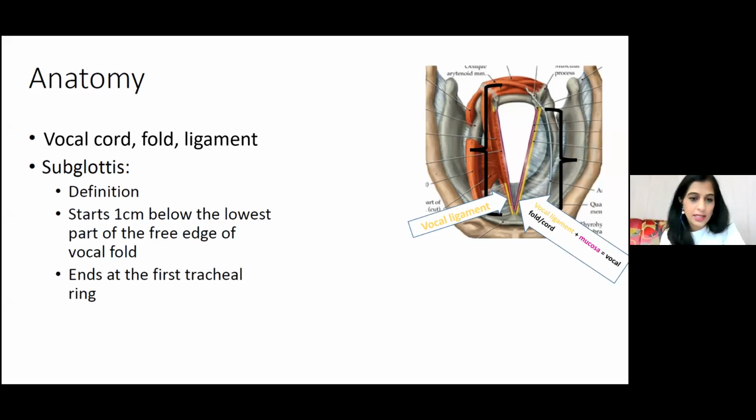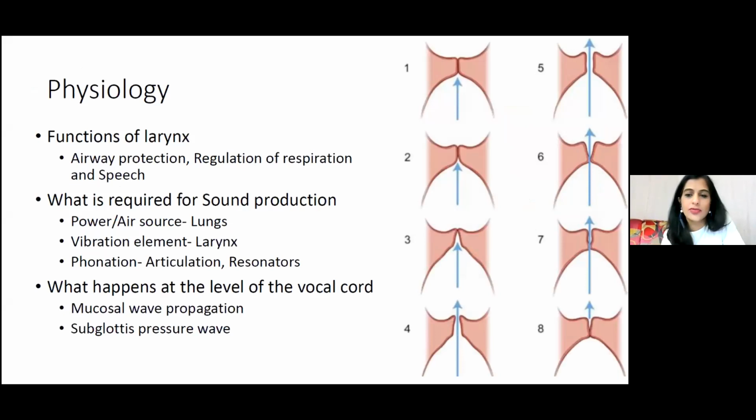You may get asked a little bit about physiology in terms of voice production, but I don't think it'll be too detailed. Remember that the function of the larynx is not primarily speech, although speech is important. Its primary function is about airway protection and an element of regulation of respiration. But from the point of view of production of speech, what is required?